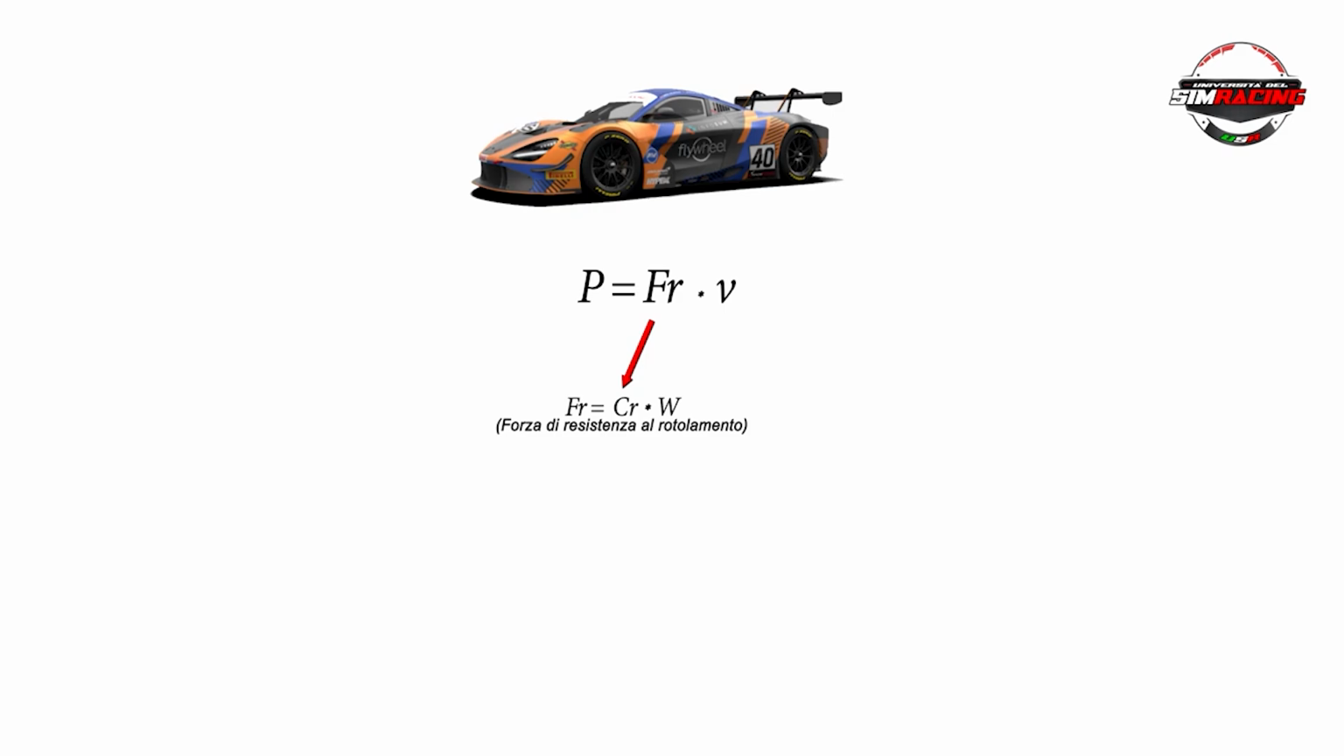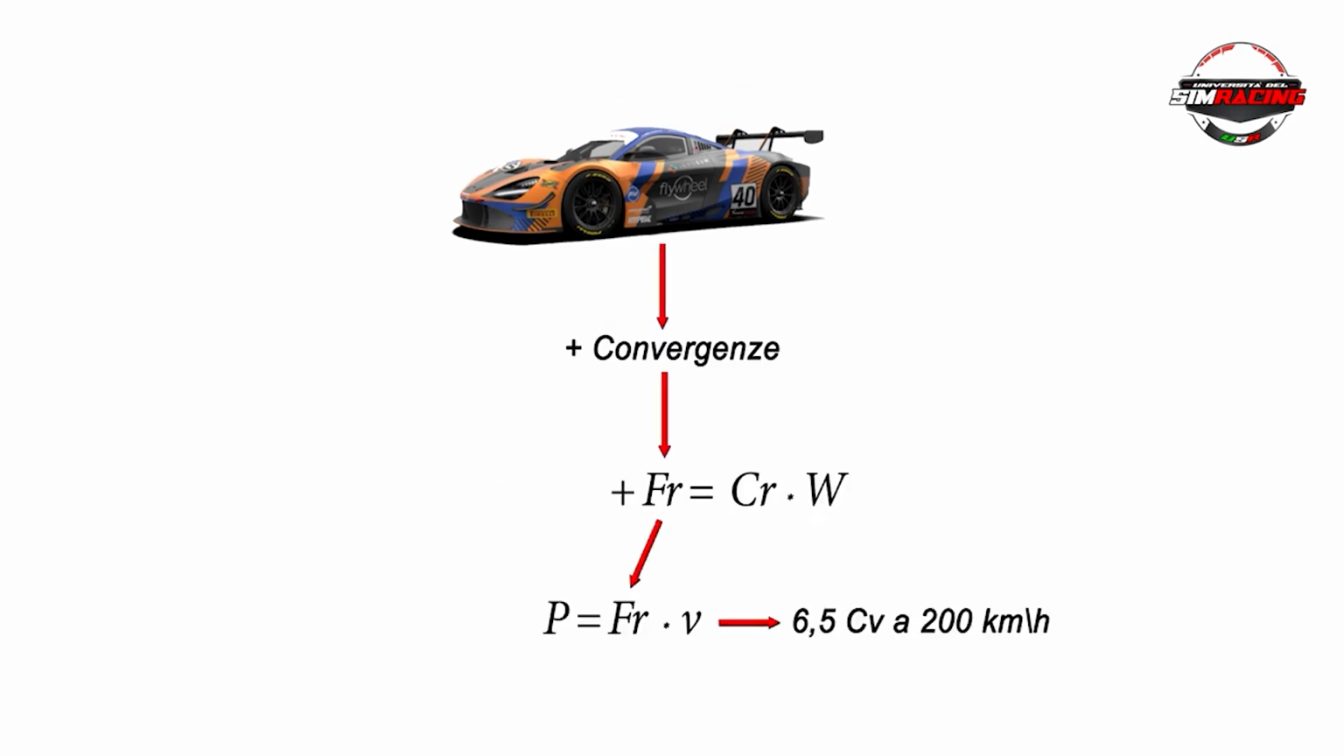The power dissipated, P, can be calculated using the formula P equals Fr times V, where Fr is the rolling resistance force and V is the vehicle's speed. Using the values we calculated earlier, at 200 kilometers per hour, the power dissipated due to rolling resistance is 4.60 kilowatts, which is equivalent to nearly 6.5 horsepower. This means that this amount of power is effectively being taken away from the car's available thrust, directly impacting top speed and contributing to higher tire temperatures.